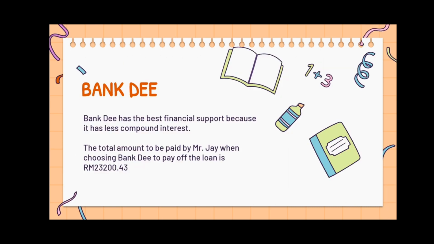The conclusion of the first question is Bank D has the best financial support because it has less compound interest. The total amount to be paid by Mr. J when choosing Bank D to pay off the loan is RM 23,200.43. So the best financial support is Bank D because it has less compound interest. That's the conclusion for the first question.